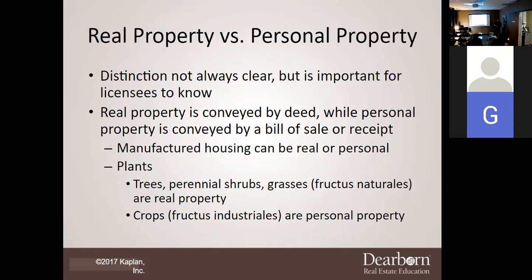How do you buy them? They're in a packet. When you buy them at Lowe's, do you get a deed or do you get a receipt for those seeds? You get a receipt. So if you get a receipt, what type of property are they? They're personal property.